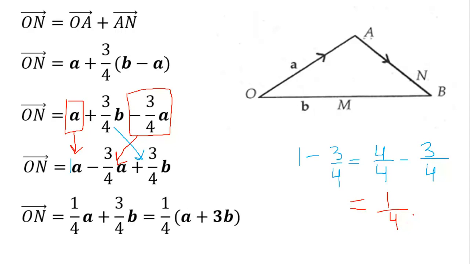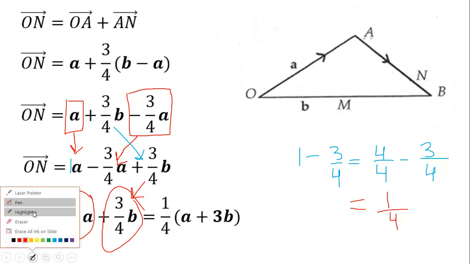Now, what does that yield us? What does that give us? Well, that means that 1A minus 3 over 4A is equal to 1 over 4A. And all we need to do is bring back down the 3 over 4B, and we're done. We're complete with this question, right? Here, we can stop. At this particular line, we can stop.